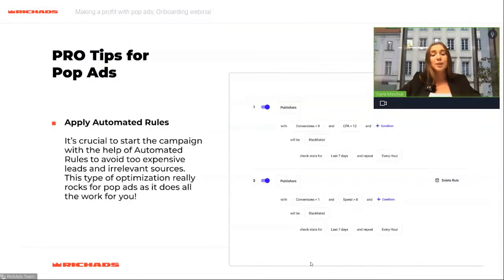For instance, your CPA goal is 8. Set a rule: if a source spends the cost of 1.5 CPAs and there are some conversions but they're too expensive, it is automatically blacklisted. One more rule to set is, if the number of conversions is less than 1 and the spend equals the CPA, we also blacklist it. It's easy and really helpful as it automates the whole process for you.